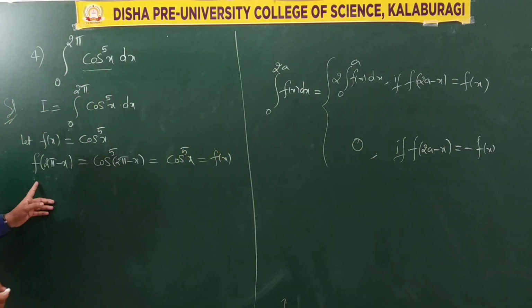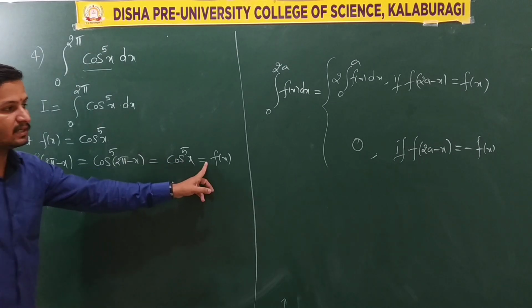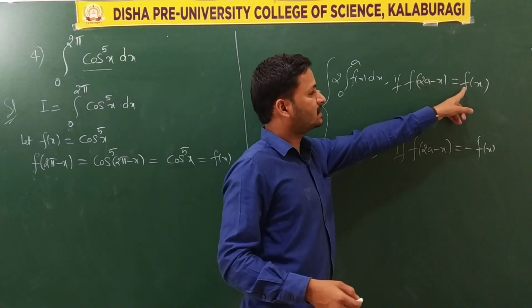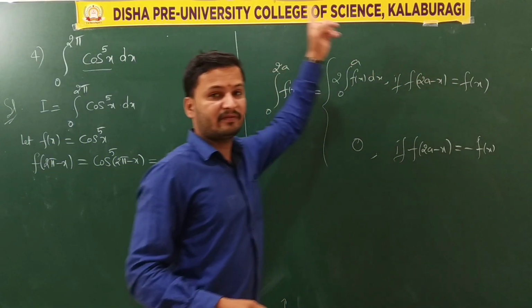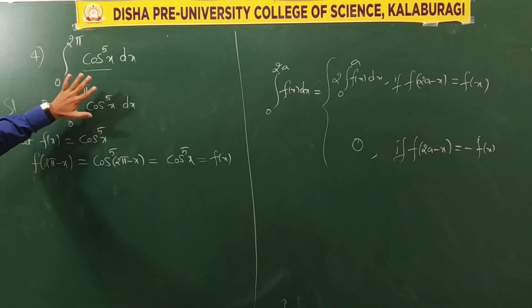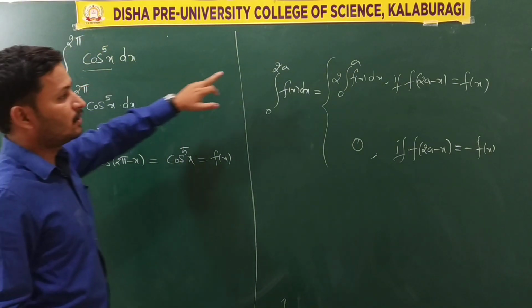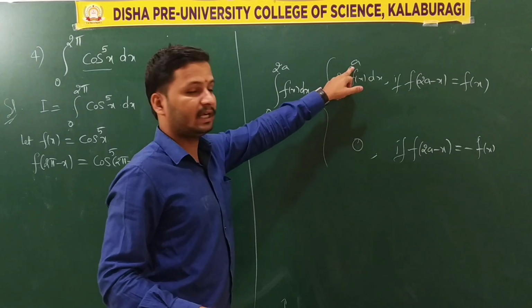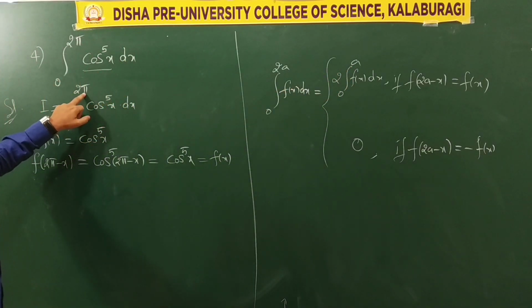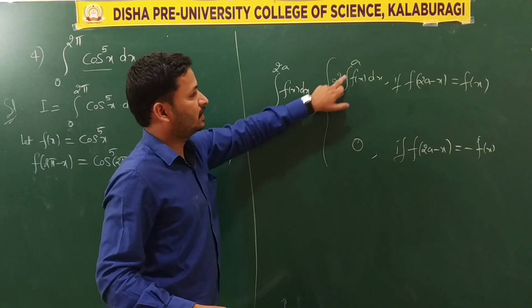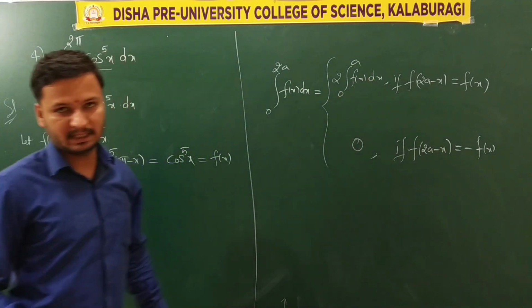So which format is this? f of 2 pi minus x is equal to f of x, that means f of 2a minus x is equal to f of x. Then definitely the given integral can be written as 2 times the integral from 0 to a, where a is pi, so 2 times the integral from 0 to pi of f of x dx.